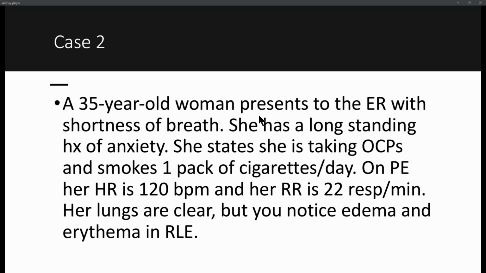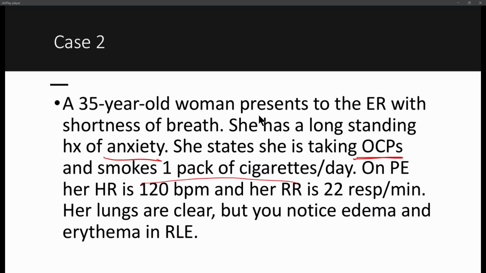Case 2. 35-year-old woman presents to the ER with shortness of breath. Long-standing history of anxiety. She takes oral contraceptive pills, and she smokes 1 pack of cigarettes per day. Both of those things will increase their risk of what? Smoking and oral contraceptives will increase risk for clots.